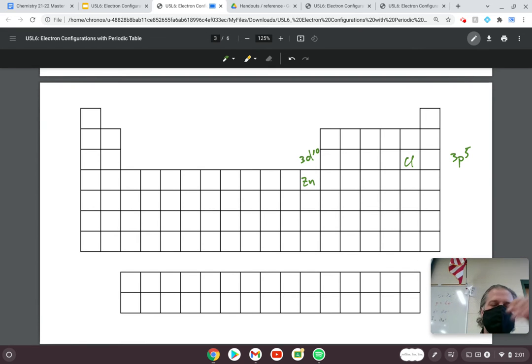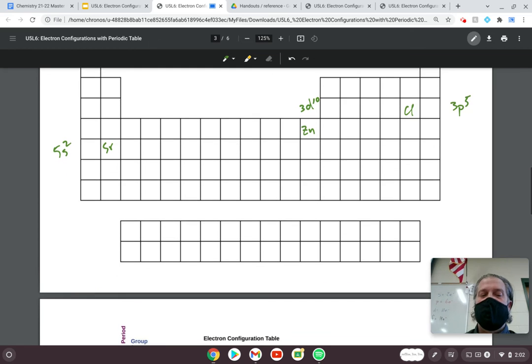And if I use an element like strontium, I know that it's going to end its electron configuration with 5s2. Now, the reason why I'm taking the time to show you that is because the periodic table actually happened to be organized according to some other pieces of information that you may or may not remember.